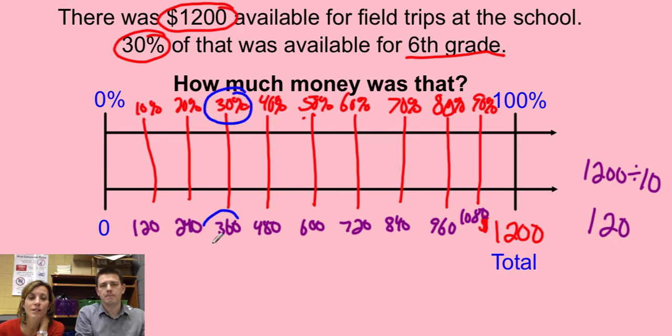All right, last step, go to that 30%. Look underneath it, and we have $360, and see if your answer makes sense. Is $360 30% of what was available for 6th grade? Sounds pretty good to me.